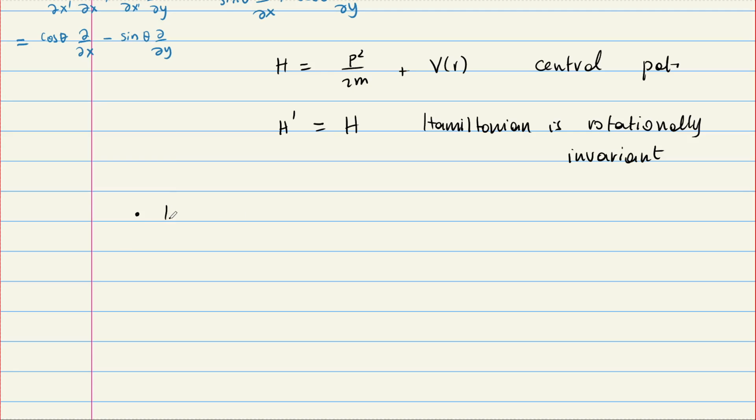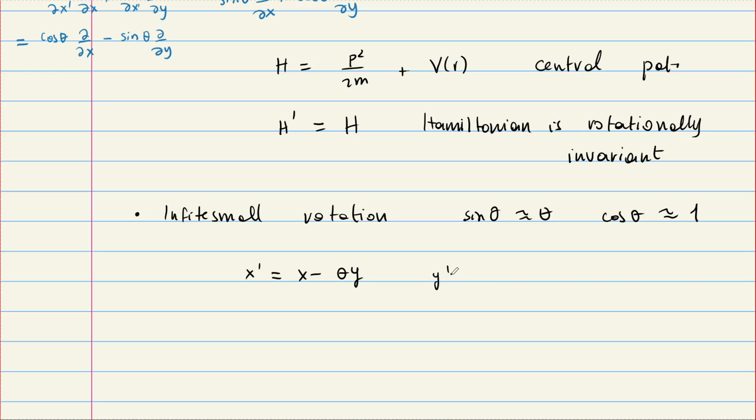Now let's consider, what follows is valid for any rotation, but sometimes in the calculations it's easier to consider infinitesimal rotations. And sine theta in that case is approximately theta, and cosine theta is approximately 1, and the transformation above becomes x prime is equal to x minus theta y, and y prime is equal to y plus theta x, and z prime is equal to z.